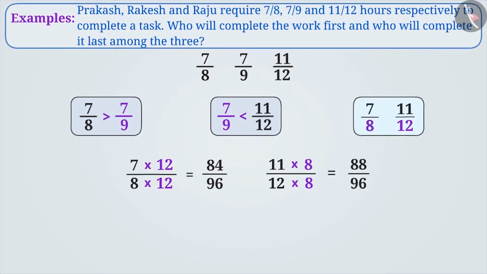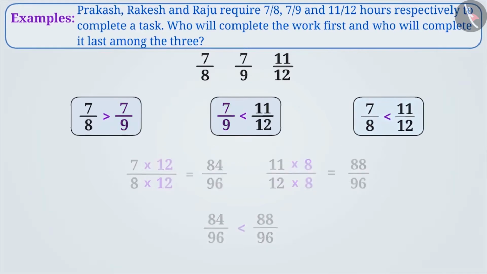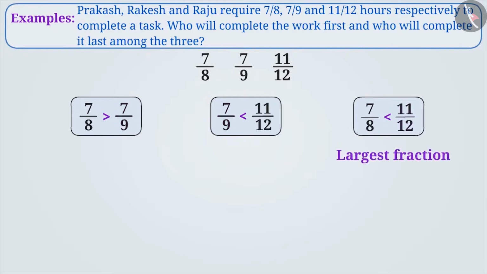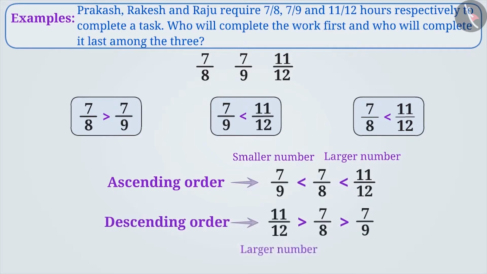Here the numerator 84 is smaller than the numerator 88. Therefore, the fraction 84/96 is smaller than 88/96. That means 7/8 is smaller than the fraction 11/12. Therefore, the largest fraction is 11/12. Now, we will arrange the numbers from smallest to largest to get the numbers in ascending order. By reversing it from the largest to the smallest, we put the numbers in descending order.